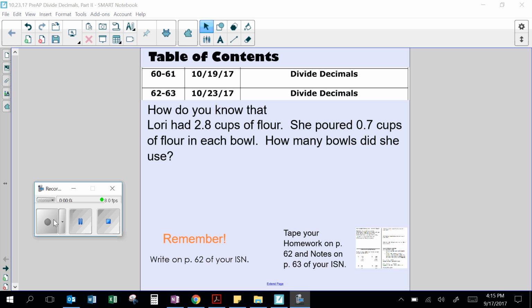How do you know that? Lori had 2 and 8/10 cups of flour. She poured 7/10 cups of flour in each bowl. How many bowls does she use? So let's think about it.